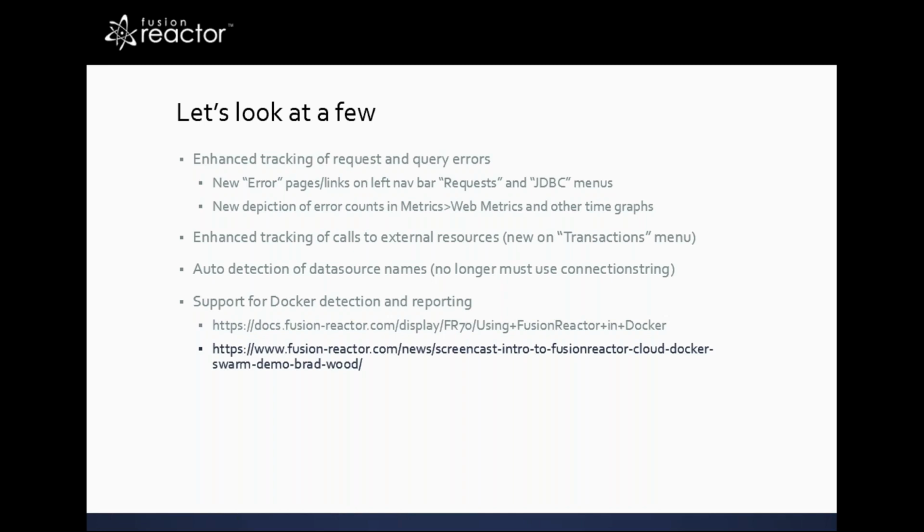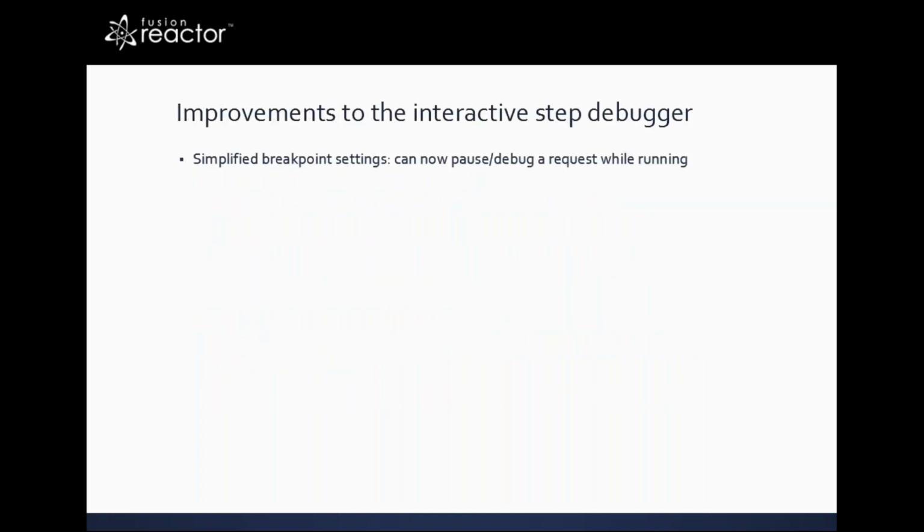Anyway, here's a video that Brad Wood did on integration of FusionReactor and Docker, and it's really compelling to see how, as you spin up Docker instances, they just automatically become available to be monitored by a central FusionReactor enterprise dashboard, and so on. I also want to point out that you can now pause requests, but that's really a facet of the step debugger, and I mentioned that in passing earlier, so let's talk about that.